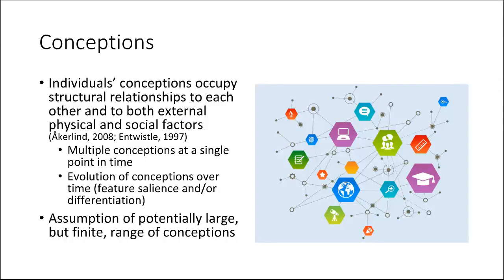So an individual's conception, their sense making of an external event, has a number of structural relationships, both to other conceptions and to external physical and social factors. One, if you're familiar with schema theory, you can think of conceptions as being in some ways like schemas, in that the conceptions or the personalized knowledge that you have about various things can inform one another and interact, interrelate, and they can evolve over time.